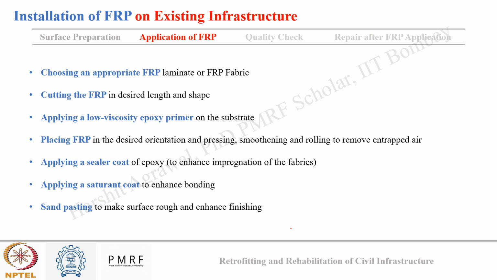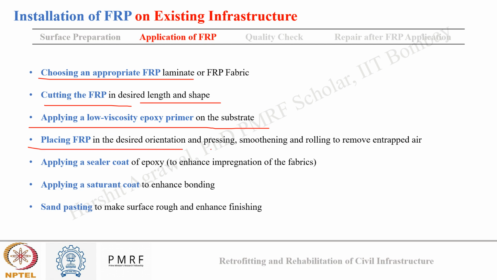Now the second step is to apply the FRP. The installation of FRP is again divided into several steps. First is the choice of appropriate material, which we can do from the previous step's understanding. Then cutting the FRP to the desired shape and length, and applying a low viscosity epoxy primer on the substrate so that the FRP can be bonded properly. Then placing the FRP in the desired orientation, pressing to remove any voids, smoothing so that the surface is smooth, and rolling. Pressing, smoothing, and rolling are all done to remove the entrapped air voids and improve the bonding between the FRP and the substrate.